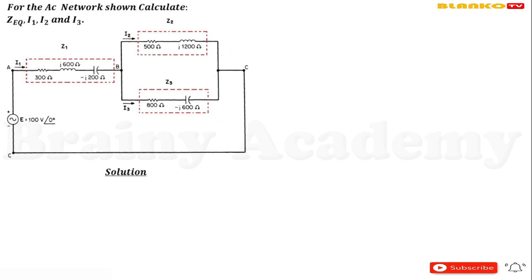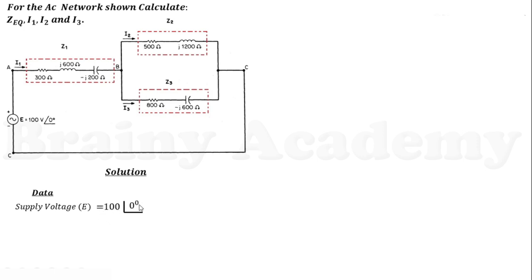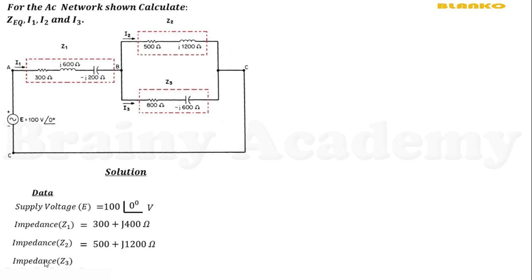So the solution. First let's put our data down. We have the supply voltage E to be 100 angle 0 degrees volts. Then we have the impedance Z1, which is 300 plus J400 ohms. Then we have the impedance Z2, which is 500 plus J1200 ohms. Then we have impedance Z3, which is 800 minus J600 ohms.